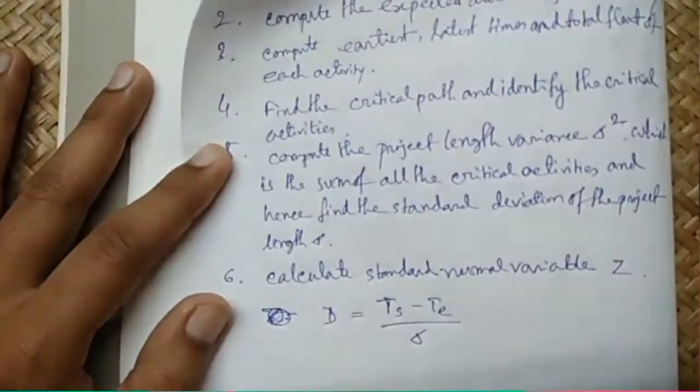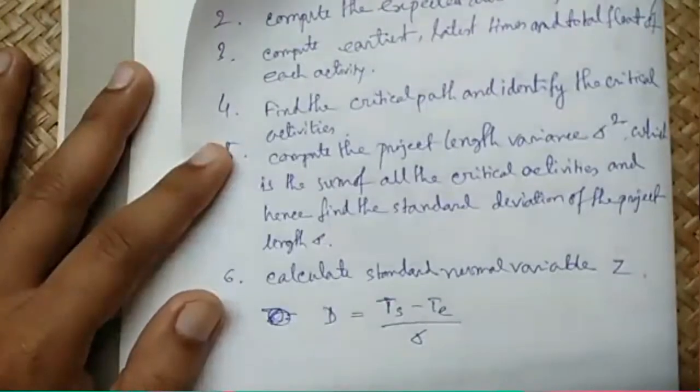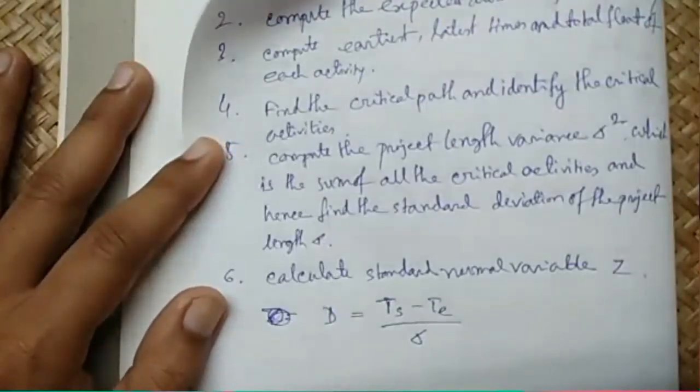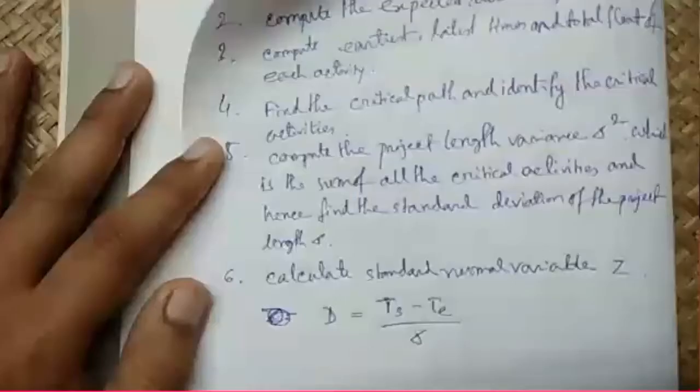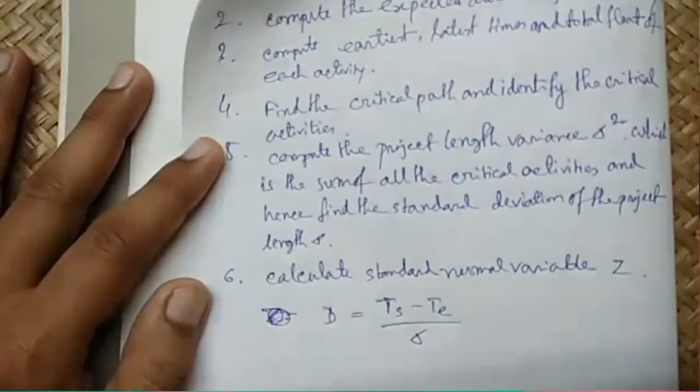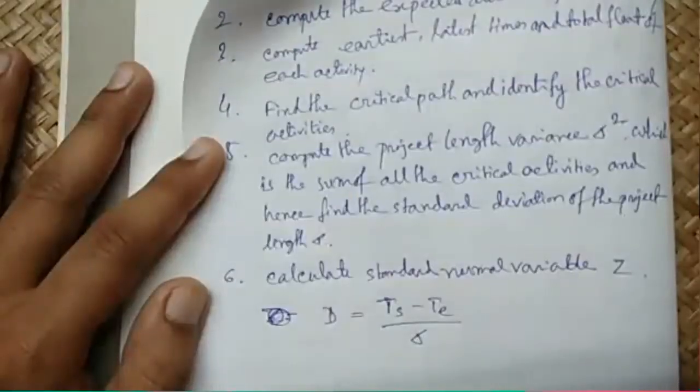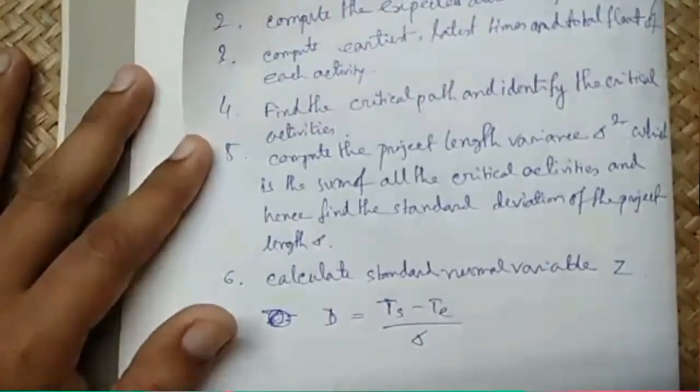Okay, now let us go to a problem and solve it, and then we'll discuss. D is just another quantity, which is ts minus te by sigma. Now this d will be required. Where it is required and how you will solve the problem, we will discuss with a problem. Okay, now let us go to a problem first.